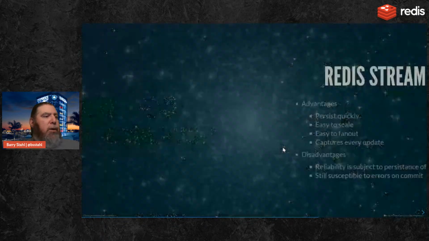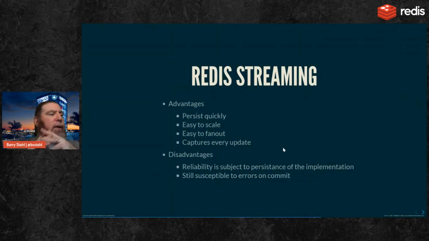So, data streaming. Advantages. You can persist very quickly. I'm going to say again, because I feel like I need to say it twice. This is wicked fast. It persists extremely quickly. Of course, with Redis, depending on how you configure it, whether you're persisting, you may need to snapshot or what have you. That tells you how reliable it is to survive, say, a system crash or something like that.